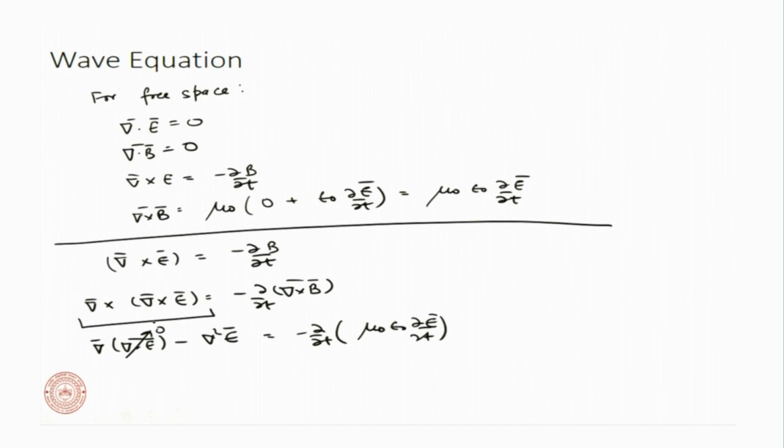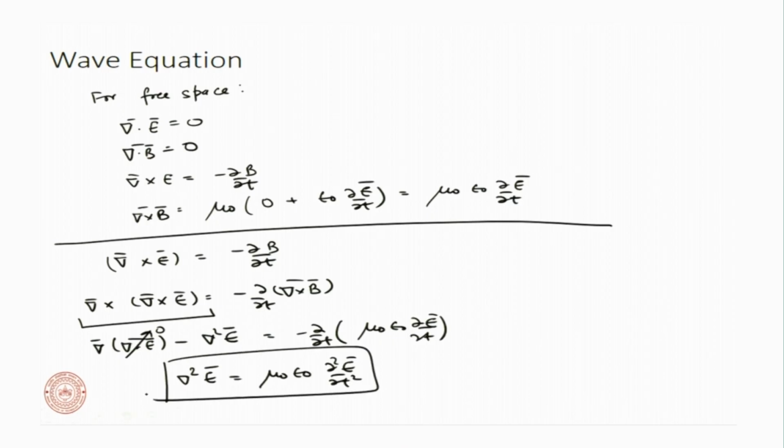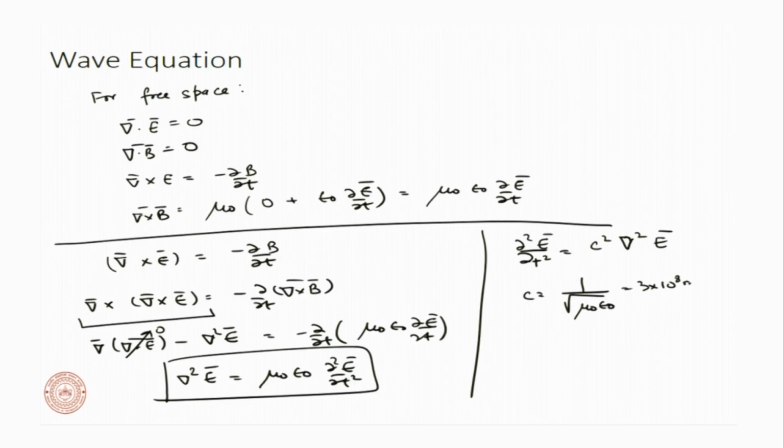The first term is 0 from the first equation. The second term, therefore, gives you del square E equal to mu naught epsilon naught del square E by del t square. This is a wave equation. This wave equation you can rewrite as del square E by del t square equal to c square times the Laplacian of the E vector, where c is the speed of light in free space, equal to 3 times 10 to the power of 8 meters per second.